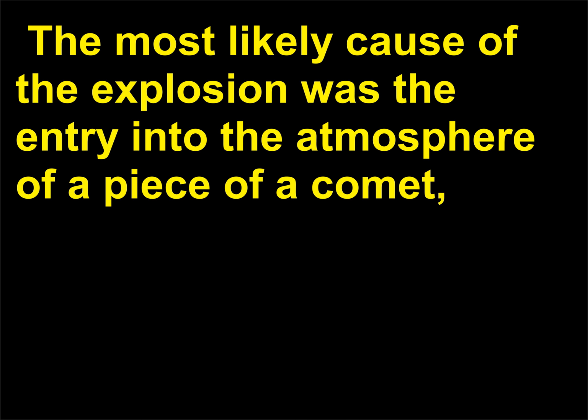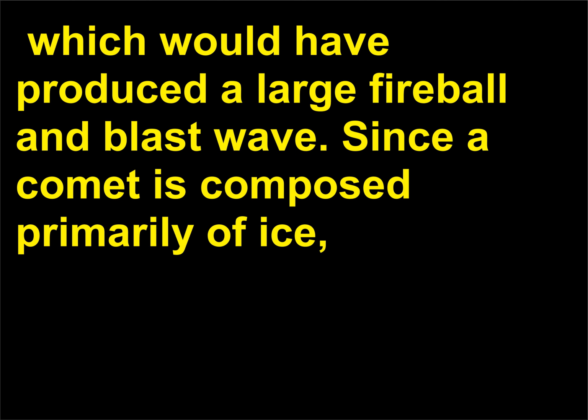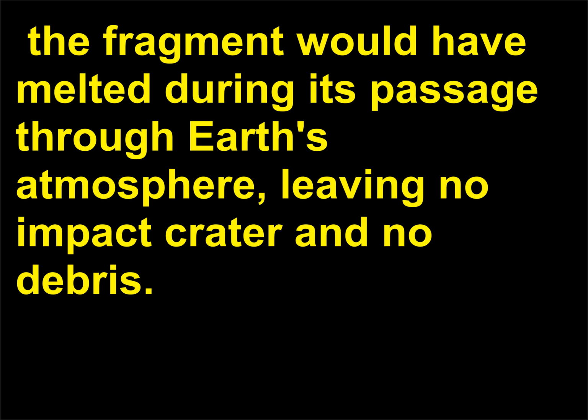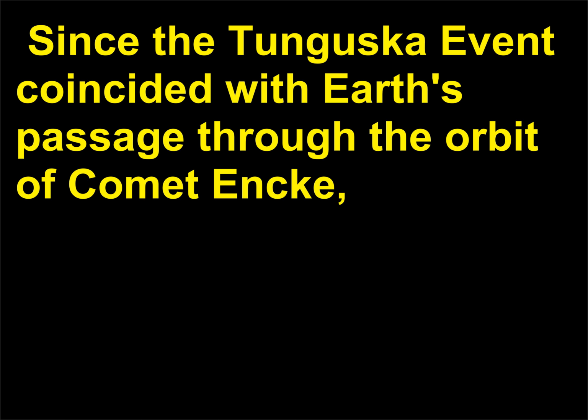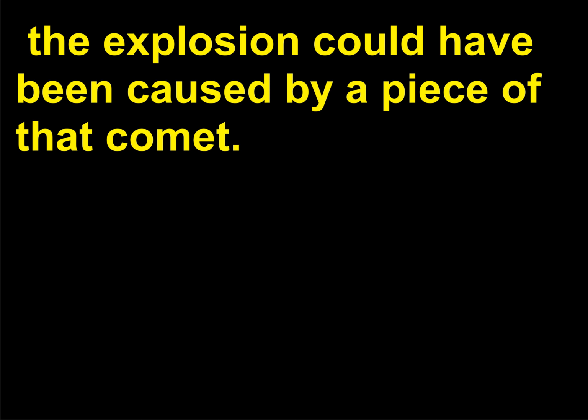The most likely cause of the explosion was the entry into the atmosphere of a piece of a comet, which would have produced a large fireball and blast wave. Since a comet is composed primarily of ice, the fragment would have melted during its passage through Earth's atmosphere, leaving no impact crater and no debris. Since the Tunguska event coincided with Earth's passage through the orbit of Comet Encke, the explosion could have been caused by a piece of that comet.